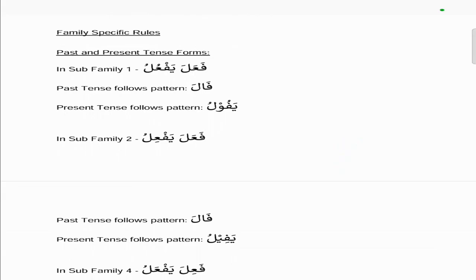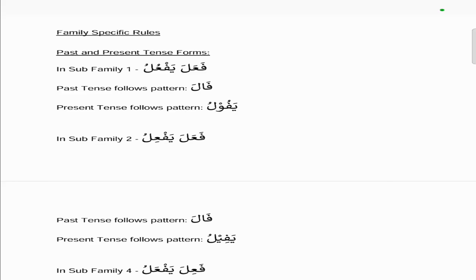So in the past and present tense forms, in subfamily 1, which is fa'ala yaf'ulu, the past tense follows the pattern fa'ala, whereas the present tense follows the pattern yaf'ulu. You can see the wa with the sukoon there as well. But in subfamily 2, which is fa'ala yaf'ilu, the past tense follows the pattern fa'ala, which is typical for all of them, but the present tense follows the pattern yaf'ilu. So it's a little bit different from subfamily 1. If you look at subfamily 1, the present tense is yaf'ulu, whereas in subfamily 2, the present tense is yaf'ilu.